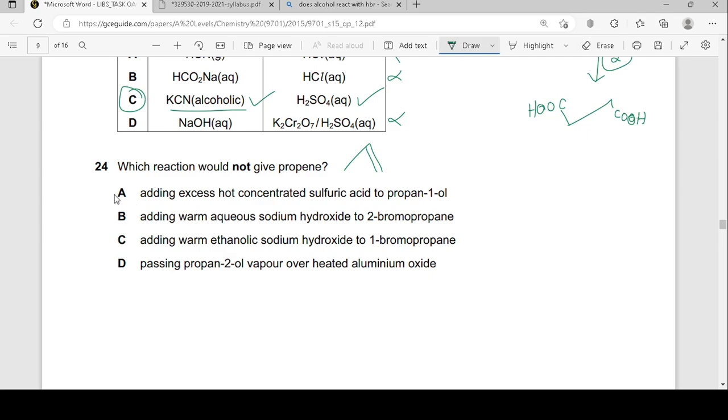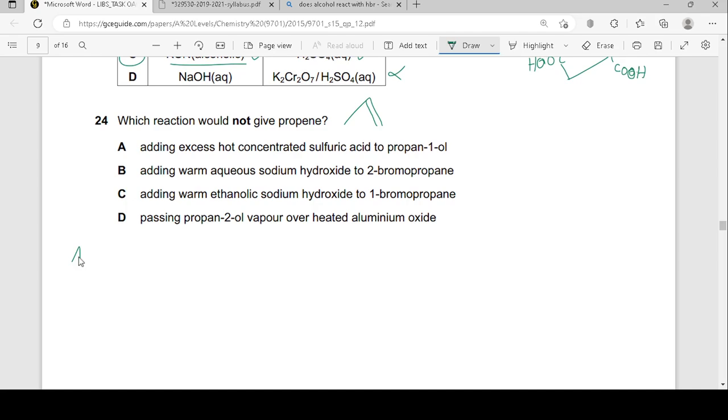Okay, so first we have A. So A is adding excess hot concentrated sulfuric acid to propan-1-ol. So let me draw propan-1-ol. And you're adding excess hot concentrated sulfuric acid to propan-1-ol. So it means you're doing dehydration of the alcohol, right? So basically you lose this OH and you lose an H from the adjacent carbon atom. So I will get... So if I have hot concentrated H2SO4 and I have an alcohol, I will basically get an alkene.